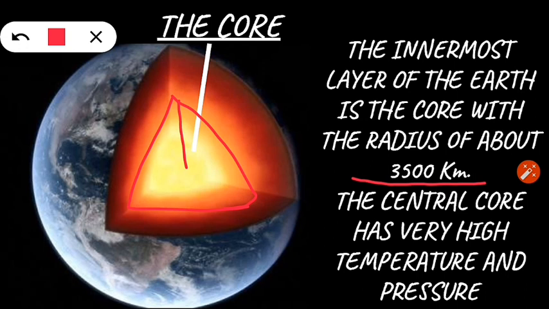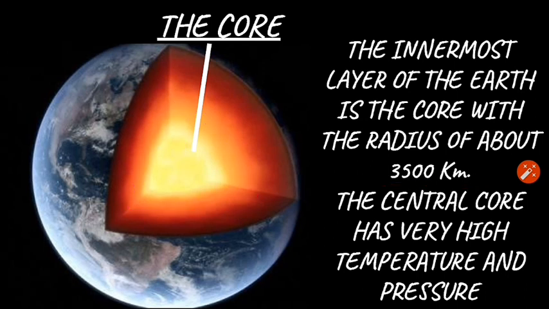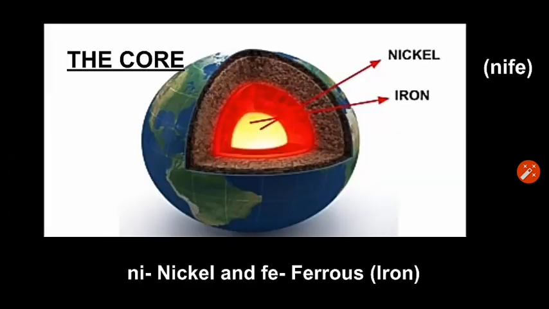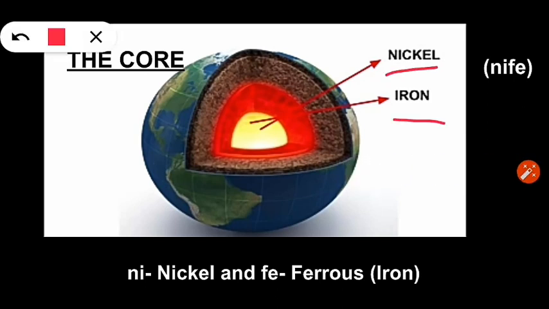The core has very high temperature and pressure. That means it's very hot inside it. The core comprises of two main elements, that is nickel and iron. Ni stands for nickel, Fe stands for iron, that is ferrous. Thus it is also called Nife.